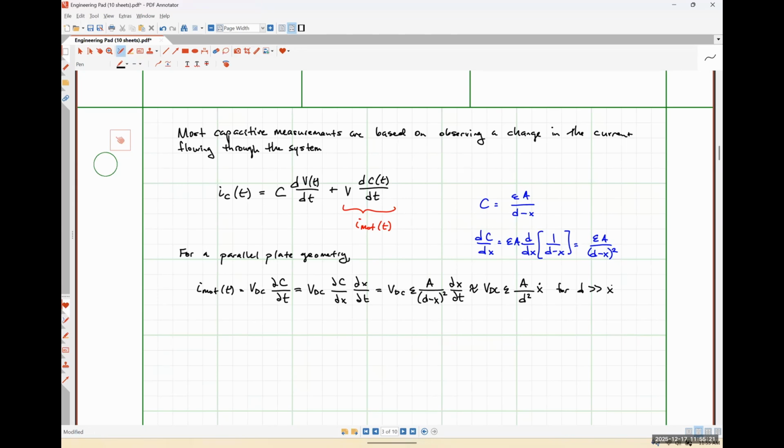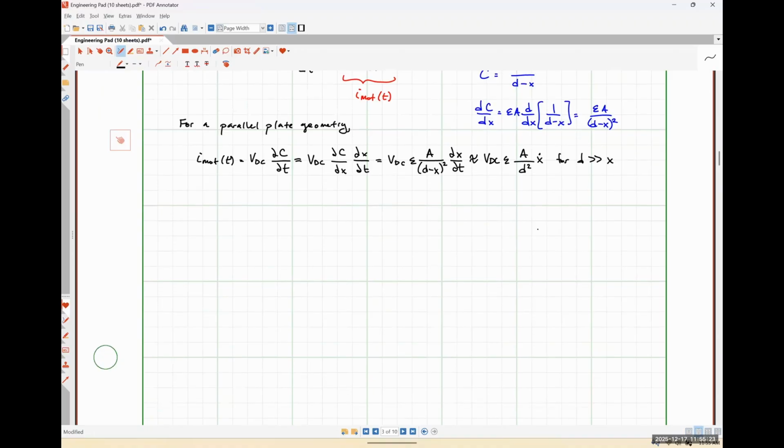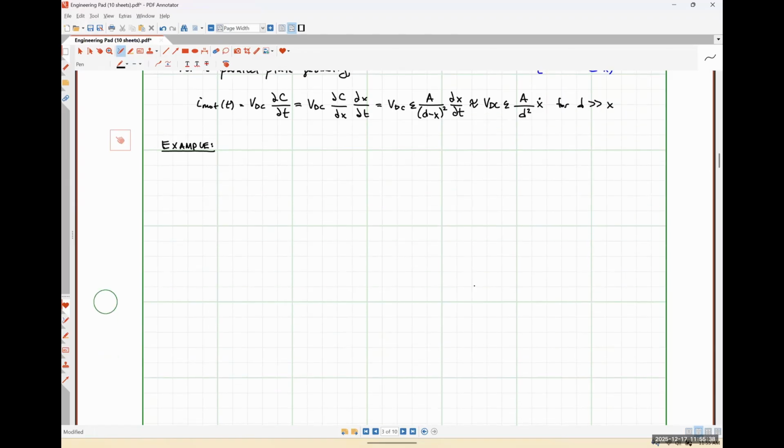All right, let's work an example here. And this will probably be where we stop for the day. So I'm going to attempt to draw another picture with you guys. So let's say that we have something like this, okay?